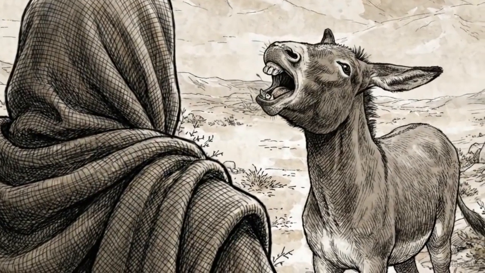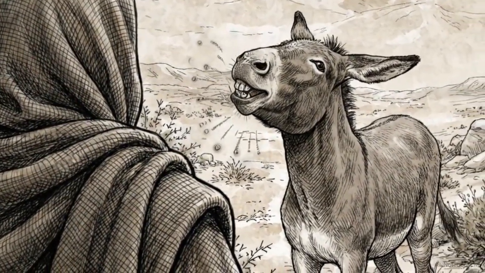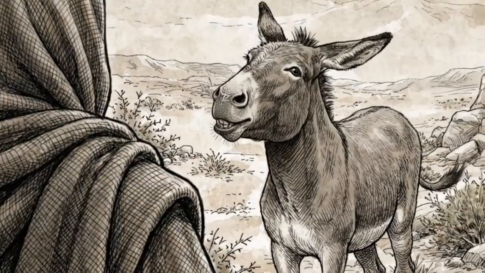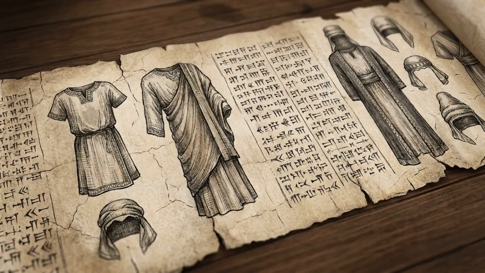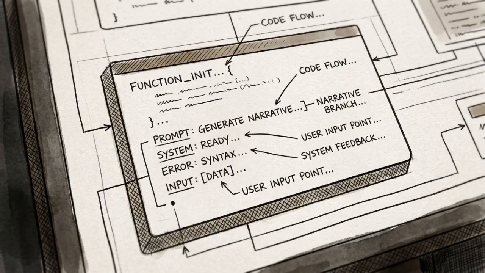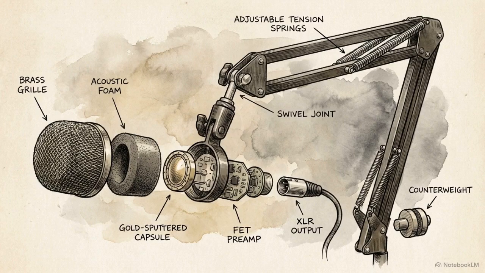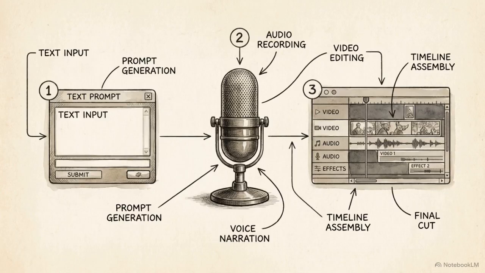Look at this shot. An ancient man frozen in shock as his donkey opens its mouth to speak. Creating a scene with this level of intentionality requires a workflow that bridges three distinct worlds. First, historical research, cinematic prompt engineering, and professional creature voice acting. You only need three things to follow along: an AI video generator, a microphone, and your standard video editing software.